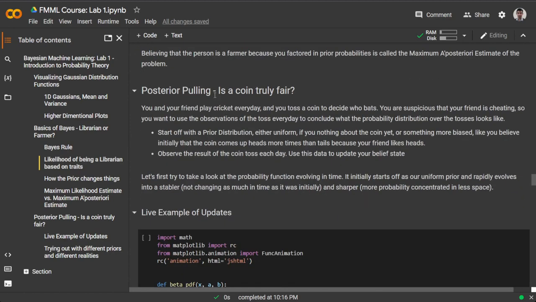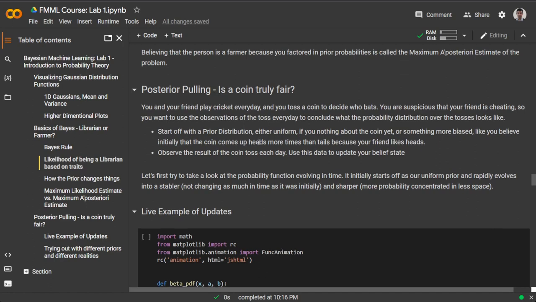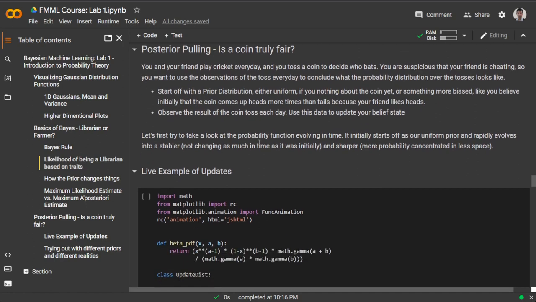So here we are going to use an example where we have a coin and we are trying to figure out whether or not this coin is truly fair. That is, does this coin result in heads and tails an equal number of times with an equal probability, or is it biased towards heads, or is it biased towards tails?